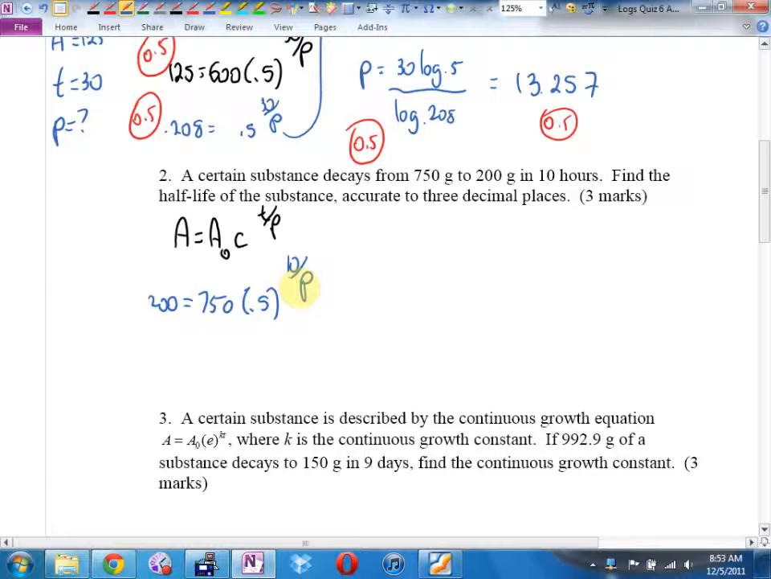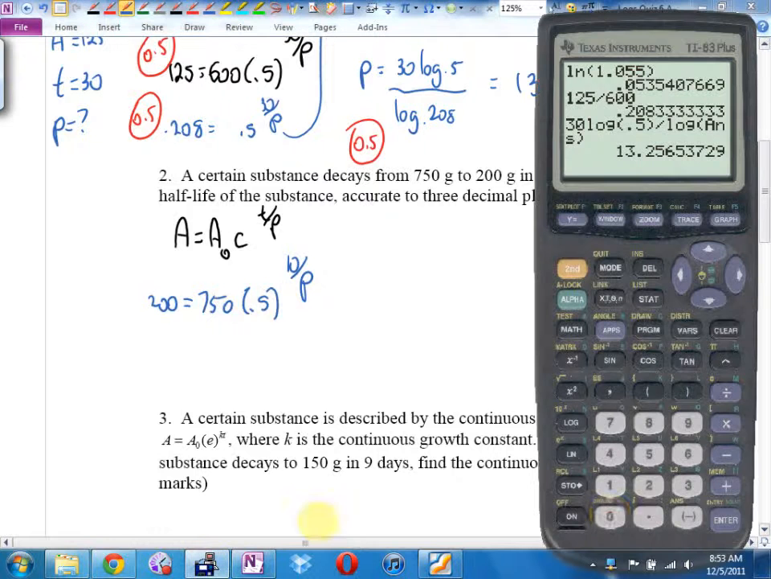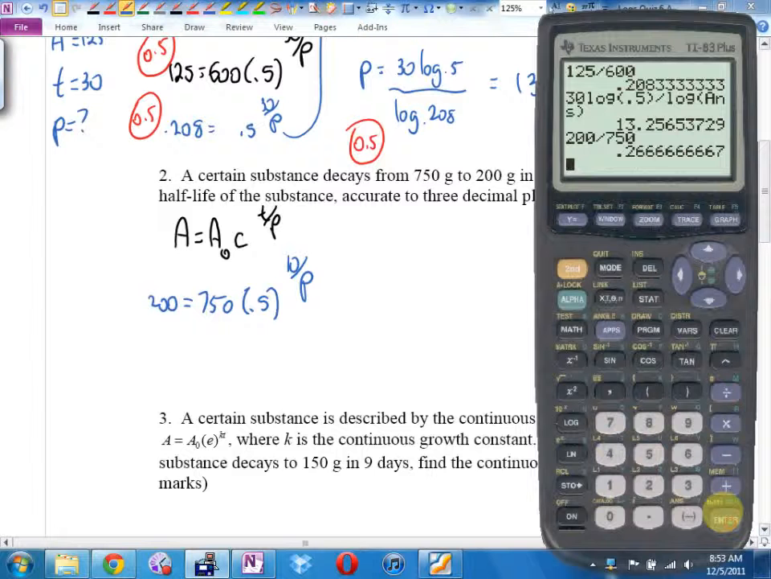I'm not going to go 750 times that. I'm going to divide 200 divided by 750. 200 divided by 750 is 0.26 repeating. I'll write 0.267, but I'll carry that decimal.